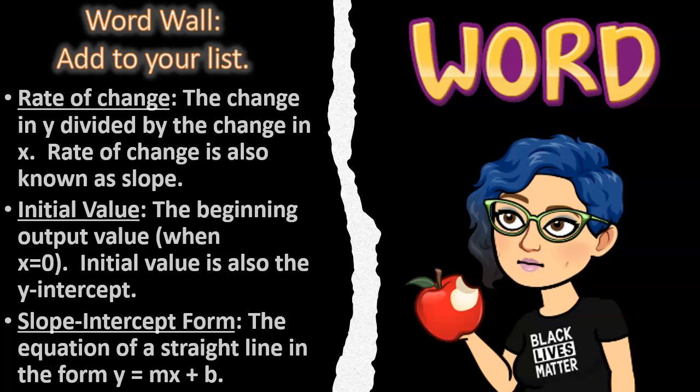Today, the first thing I need to have you do is add these three words to your word wall list because I believe I forgot to put these up on your Monday, Tuesday lessons. So go ahead on your quarter 2 word wall list and you're going to add rate of change, initial value, and slope intercept form. This should take you up to, I believe, 10 word wall words total.